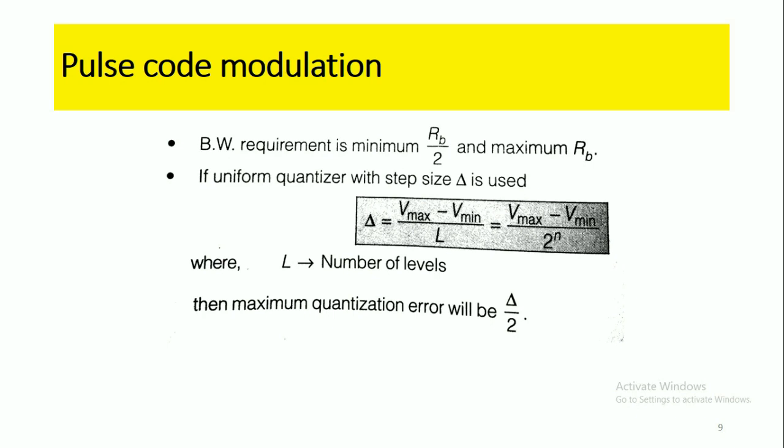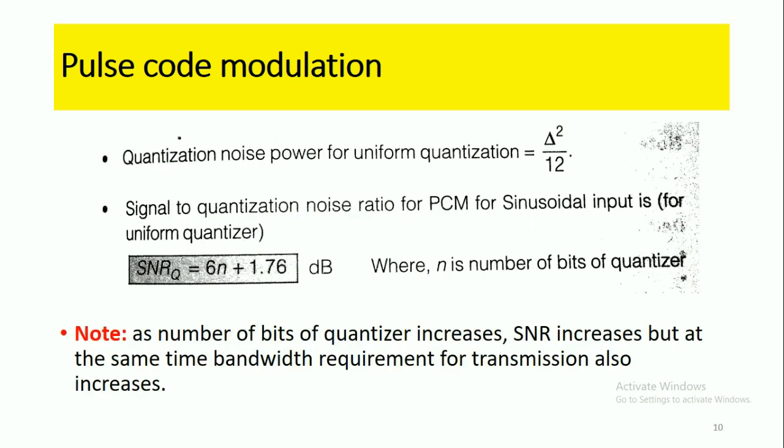If a uniform quantizer with a step size delta is used, then delta is given as Vmax minus Vmin by L, that is equal to Vmax minus Vmin by 2 to the power of n, where L is the number of levels. So the maximum quantization error will be given as delta by 2, and the quantization noise power for uniform quantization is given as delta square by 12.